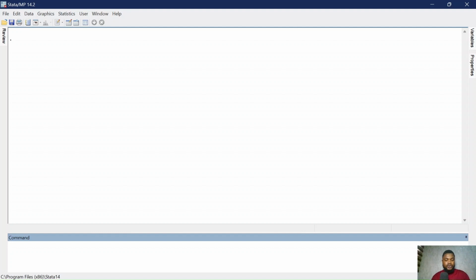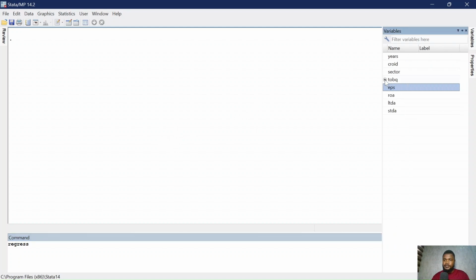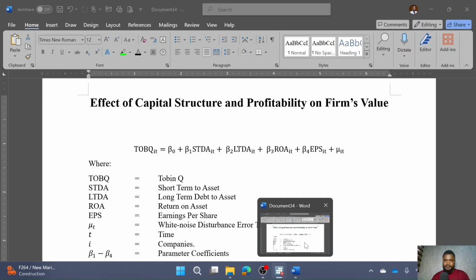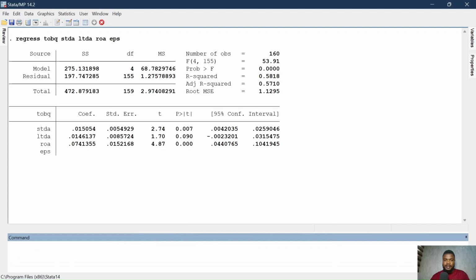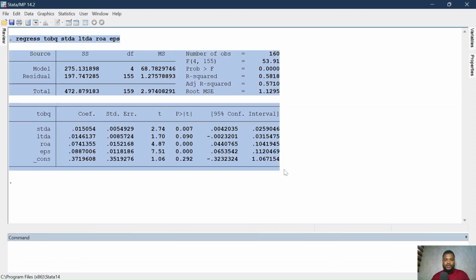I come to the command window and I type regress. That is the command for regression. Next, I drop my dependent variable first. So I type Tobin Q. Then short-term debts, I drop short-term debts. I drop the long-term debts, return on assets, earnings per share, according to this model, and I hit enter, and this is my regression result.